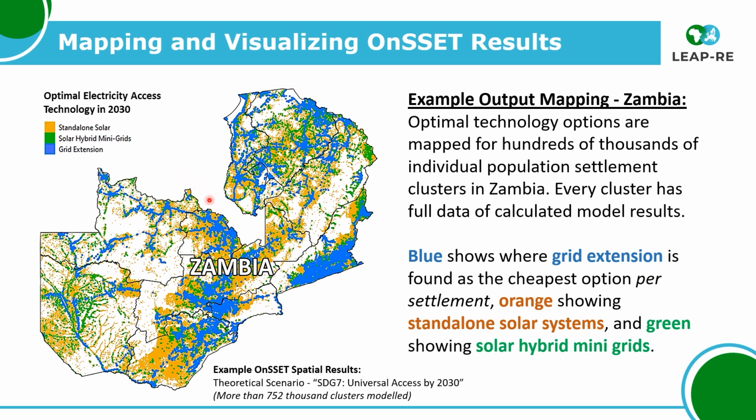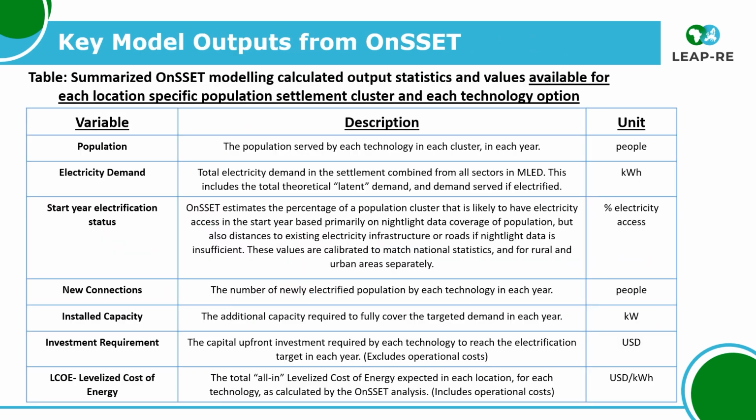In the blue, we have where grid extension is expected to be the least cost option. In yellow, where standalone solar home systems are expected to be the least cost option. And in green, where solar hybrid mini-grids are expected to be the most cost-effective option. OnSSET also provides us much more information than just which options are expected to be the least cost.